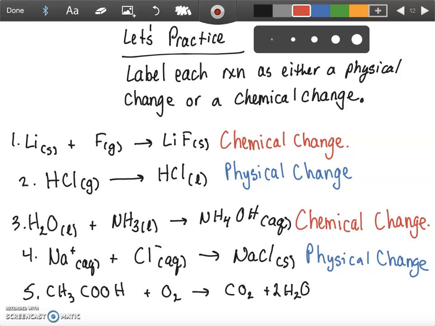Alright, and finally we have CH3COOH, acetic acid, reacting with oxygen to form CO2 and water. Okay, two completely different substances forming two completely new substances. This is a chemical change.